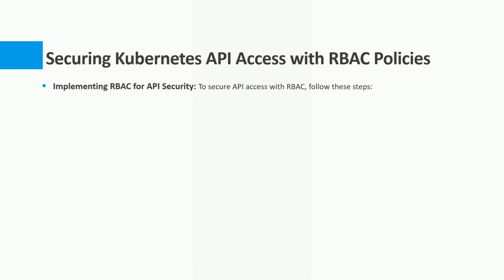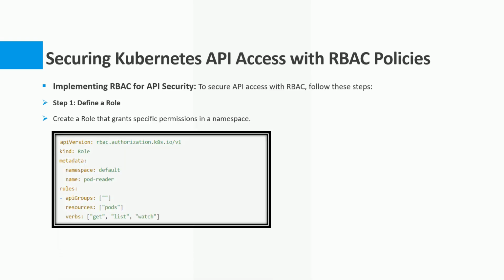Hello everyone. In this lecture, I will show you the steps to create a role. Create a role that grants specific permission in a namespace. In Kubernetes, a role is used to define a set of permissions that apply only within a specific namespace. And here we have the steps.